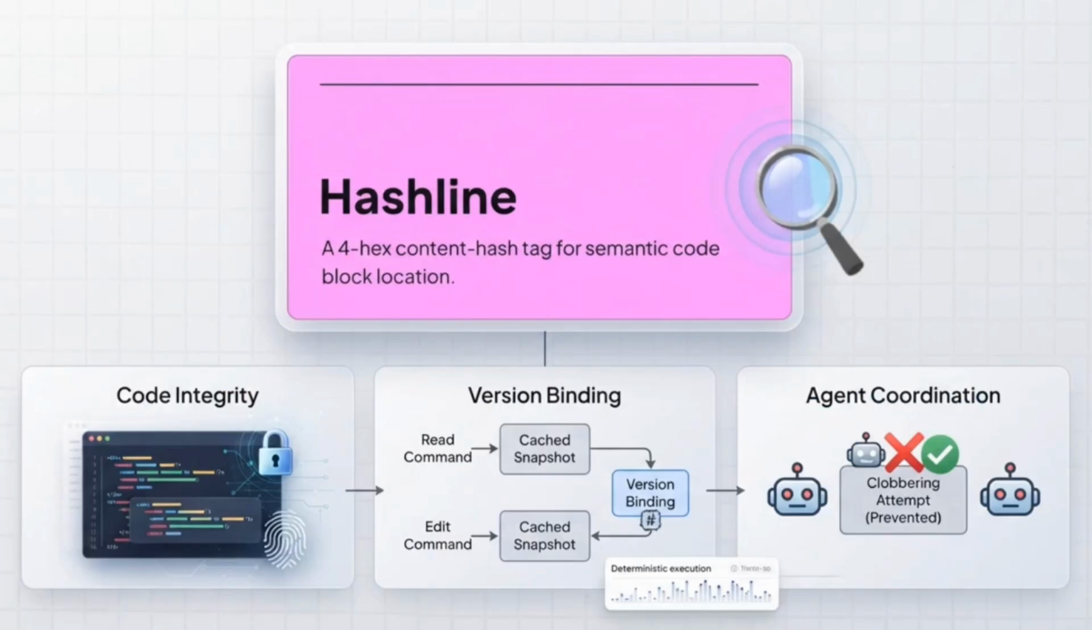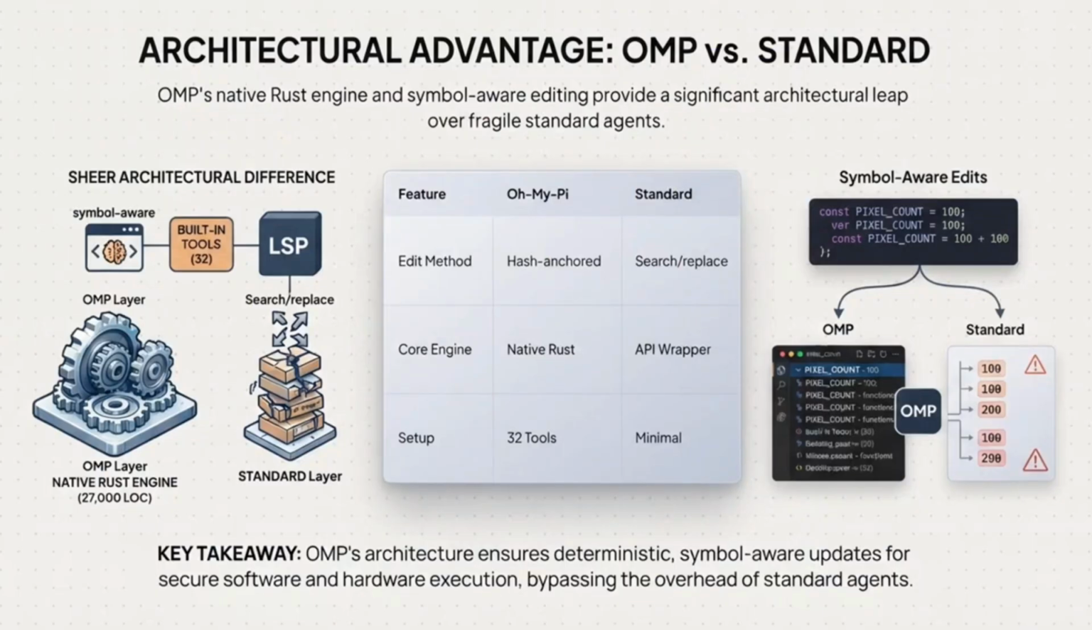The secret engine making this happen is called hashline. It's a specific patching format that uses a 4-hex content hashtag to anchor edits. Think of it as a secure fingerprint for your code. Every single edit has to include this header tag for version binding, which completely eliminates whitespace battles and stale file corruption. If a file drifts between the read and edit commands, the edit is just safely replayed against a cached snapshot and securely merged. By identifying the code structure rather than its physical location, you completely prevent concurrent agent runs from clobbering each other. This represents a sheer architectural difference in how we handle automation.